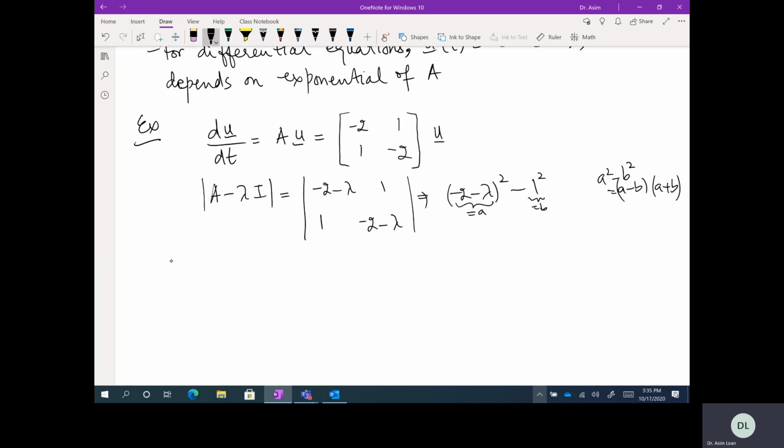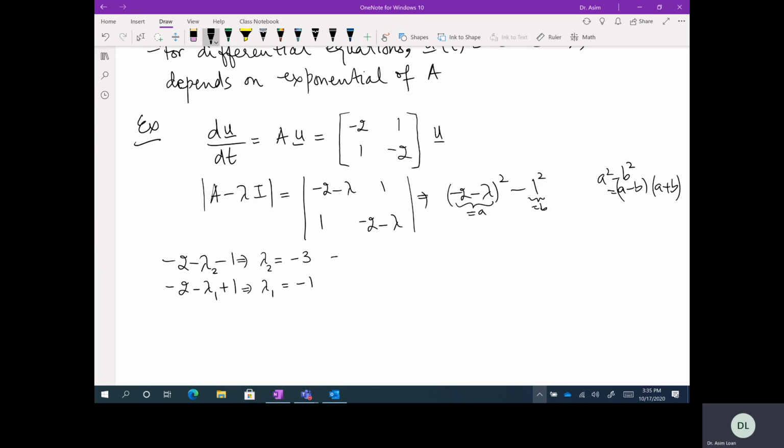So this one is minus 2 minus lambda minus 1, a minus b, a plus b. This gives lambda 1 equals minus 3, and this gives lambda 2 equals minus 1. Maybe I shift these, from my convention that the largest value goes first. So lambda 1 is minus 1 and lambda 2 is minus 3.